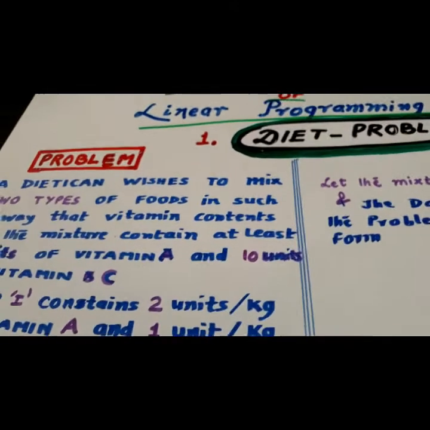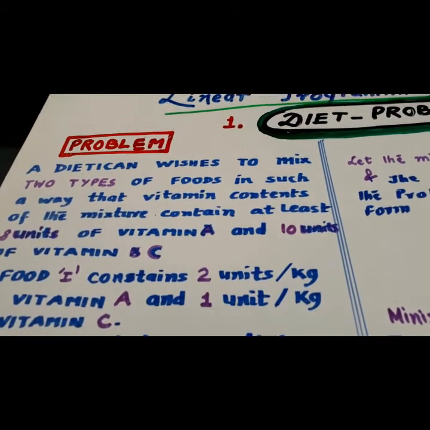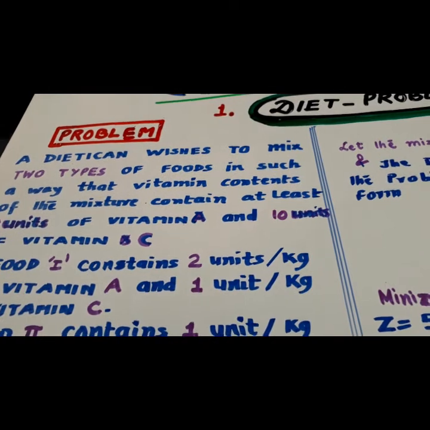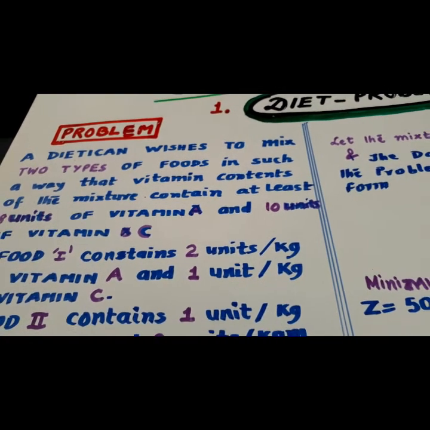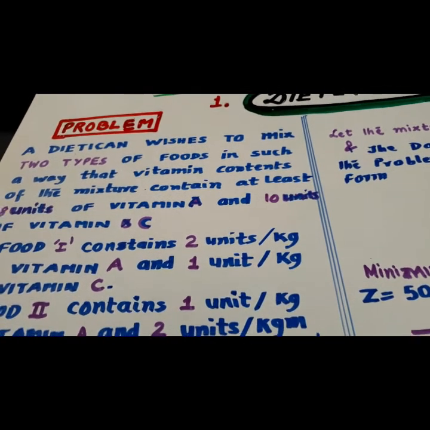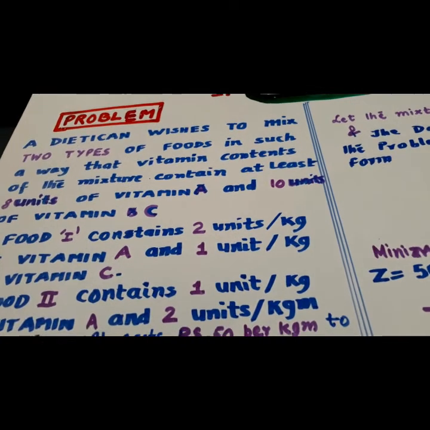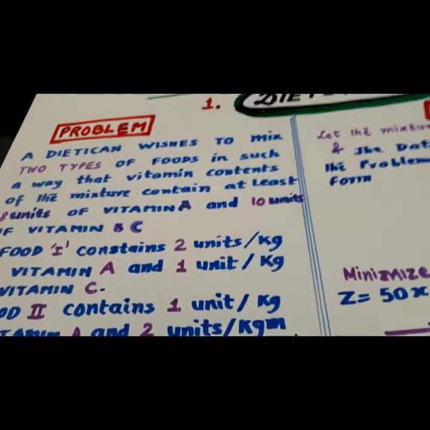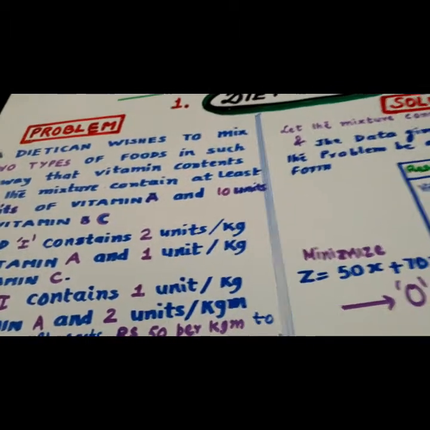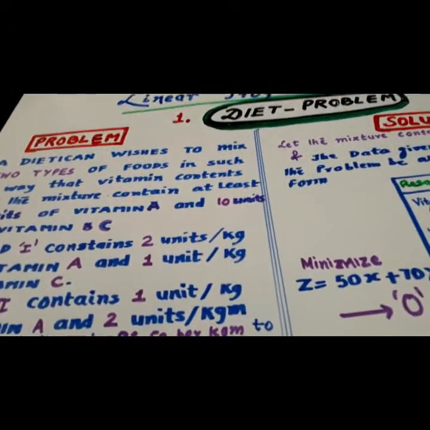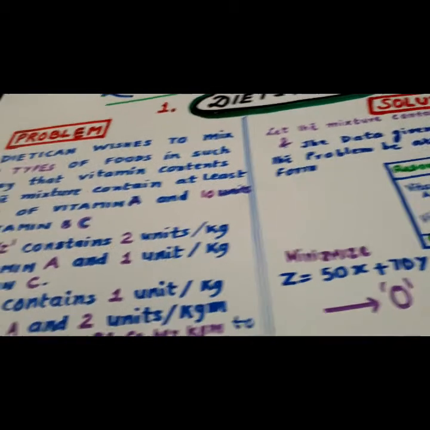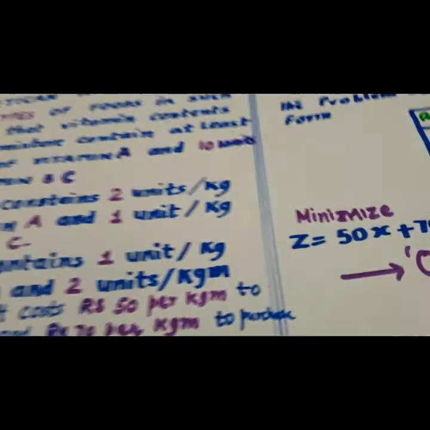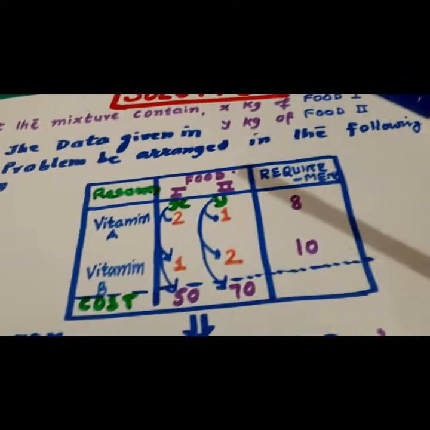Now look here, the problem is written here: a dietitian wishes to mix two types of foods in such a way that the vitamin contents of the mixture contain at least 8 units of vitamin A and 10 units of vitamin C. This is the question. Now look here, here is the solution.